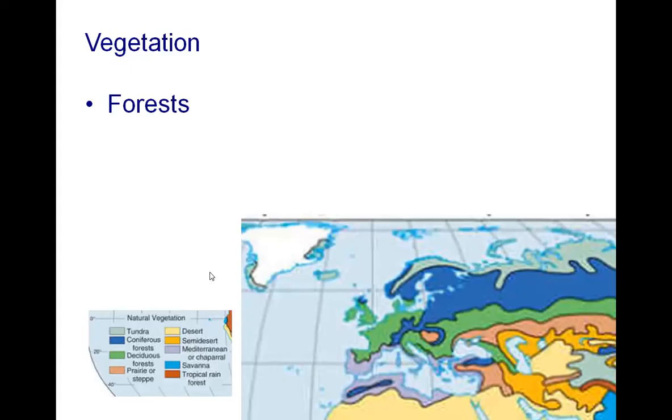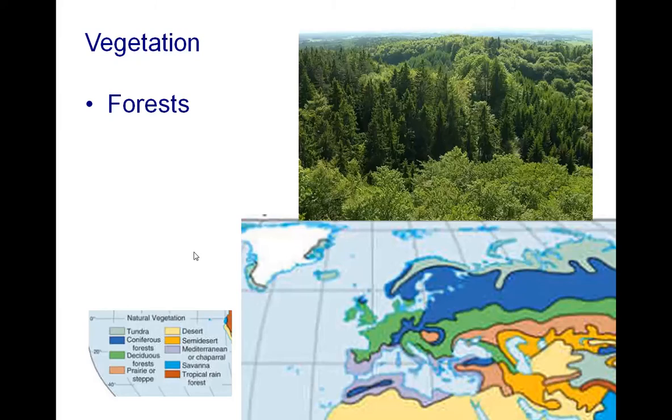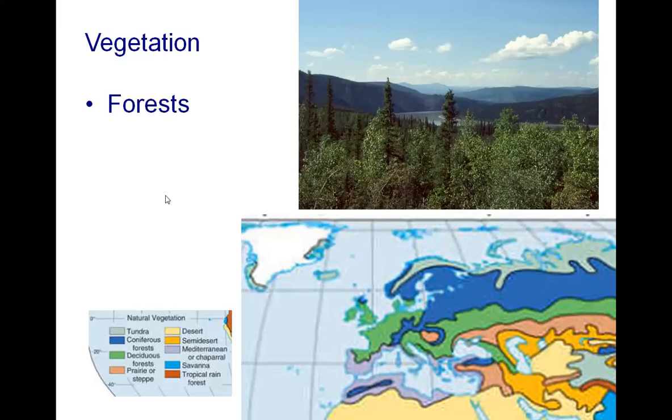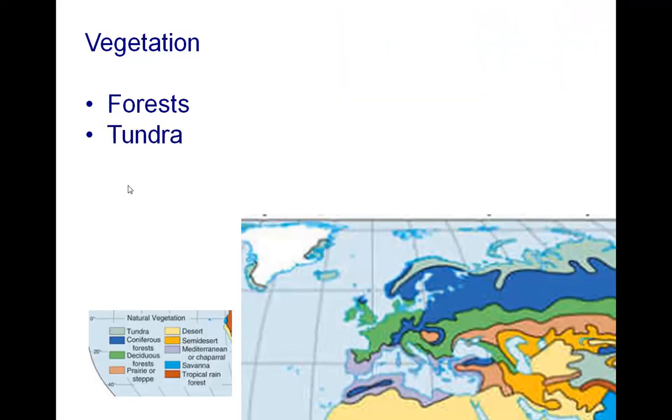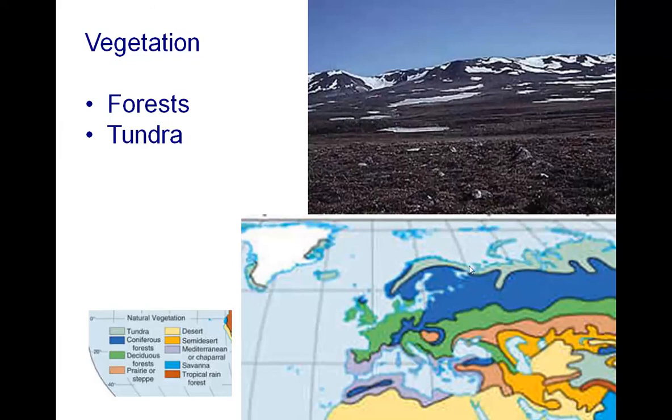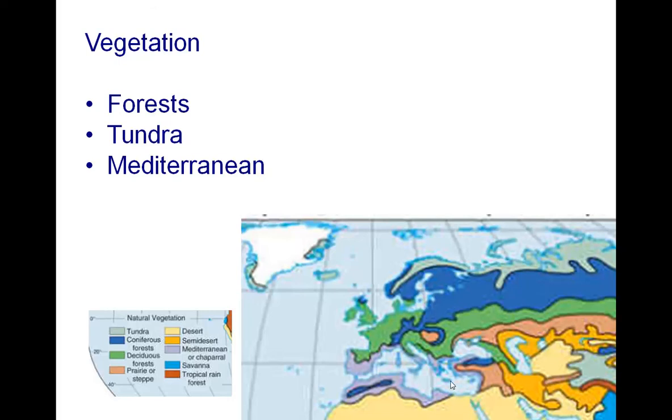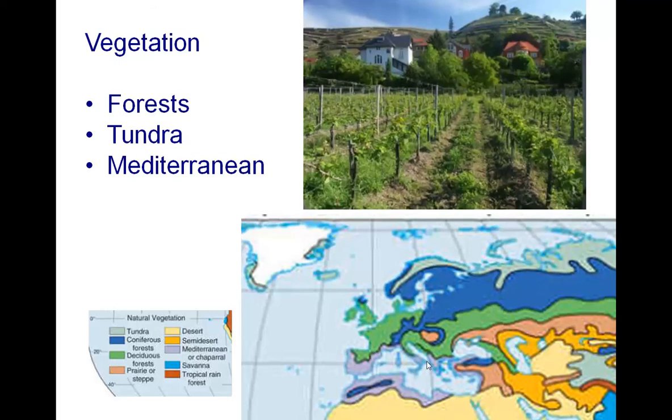Vegetation. We have forests, particularly in the northern portion of Europe, starting with forests like the Black Forest in Germany, the deciduous forests. And we also have coniferous forests like the taiga in Russia and Scandinavia. Tundra, far north, similar to what we saw in Canada and Alaska. And the Mediterranean climate, we mentioned, corresponds to this dry area, where we're going to find grapes, vineyards such as this. We're going to find olives and those types of crops.